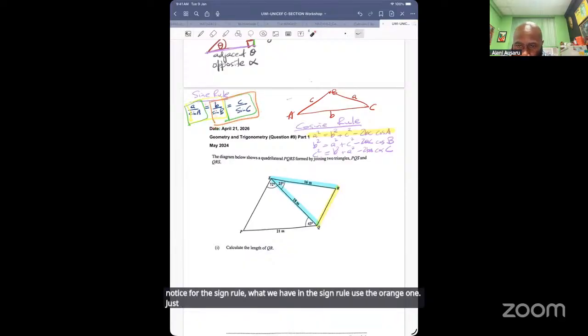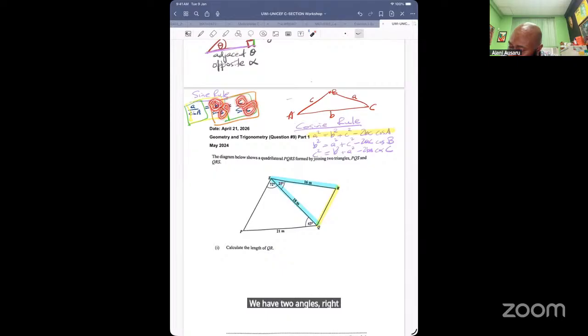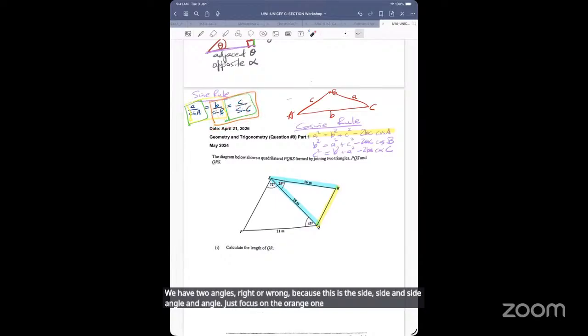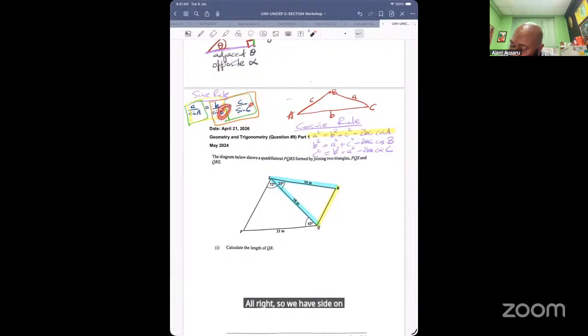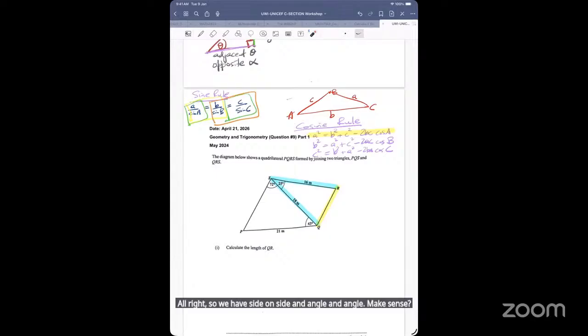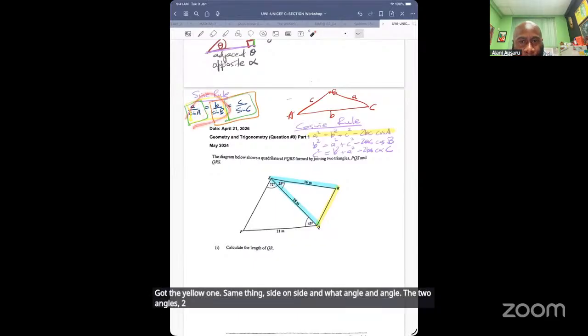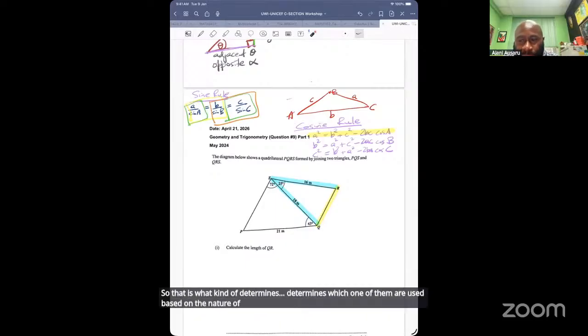Just use the orange one because all three of them are the same. What do we have? We have two sides, right or wrong? And two angles. We have two angles, right or wrong? Because this is side and side, angle and angle. Just focus on the orange one alone. So we have side and side and angle. Make sense? Same thing for the yellow one. Side and side and angle and angle. So two angles, two sides. Make sense? So that is what determines which one of them you use, based on the nature of the question that is presented to you.